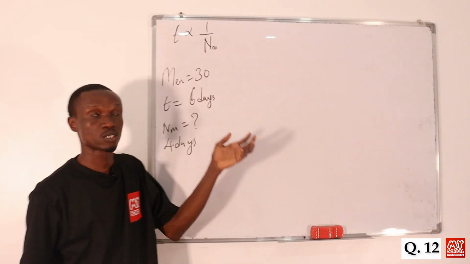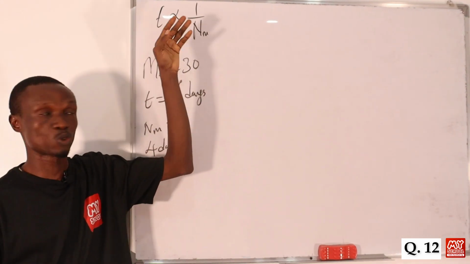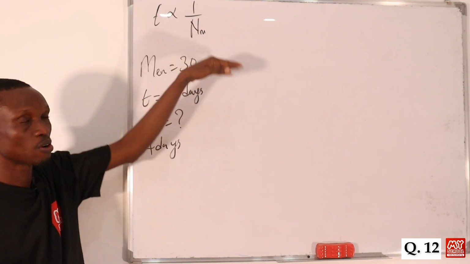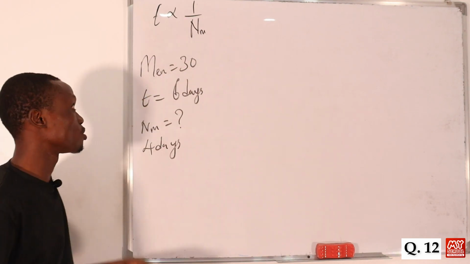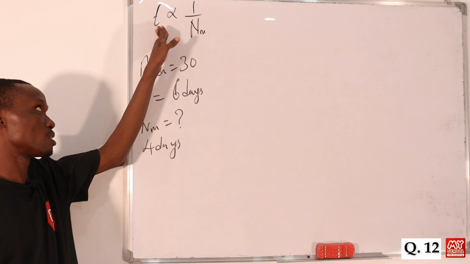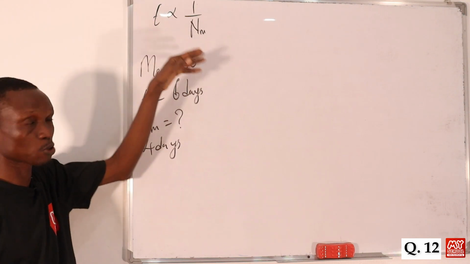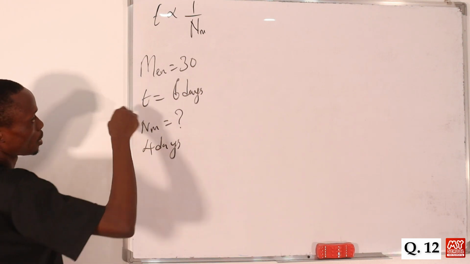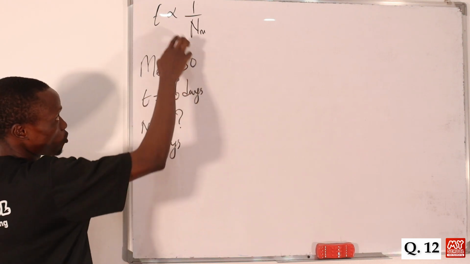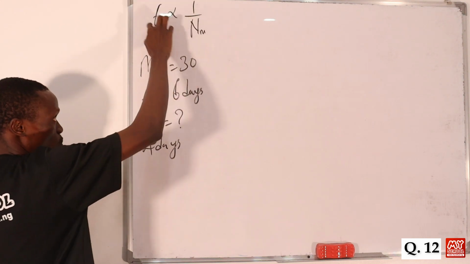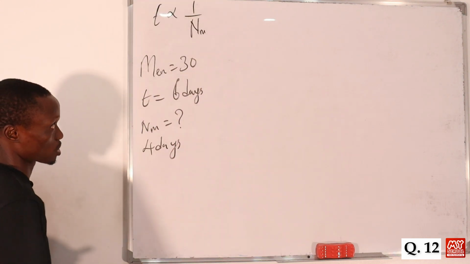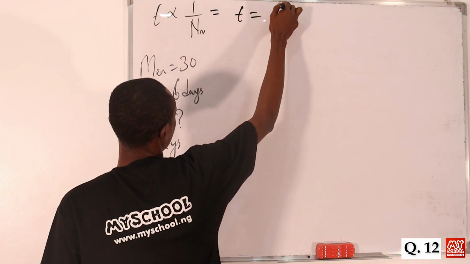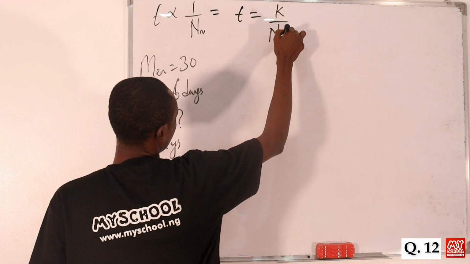So basically here we are saying let T represent the time taken to do a piece of work, and let M, subscript M, represent the number of men. So in this question we are told that the time taken to do a piece of work is inversely proportional to the number of men employed. Okay, so here we are given the number of men. Of course we can't work with this, so we need to introduce a constant. So if we introduce a constant here, we'll be having T equals K all over M subscript M.